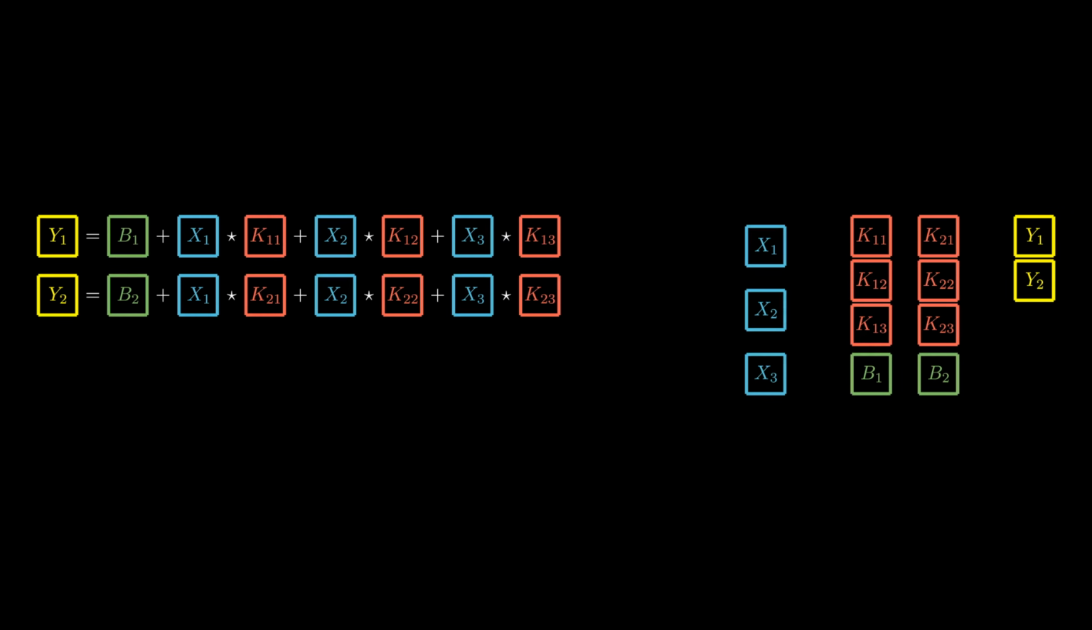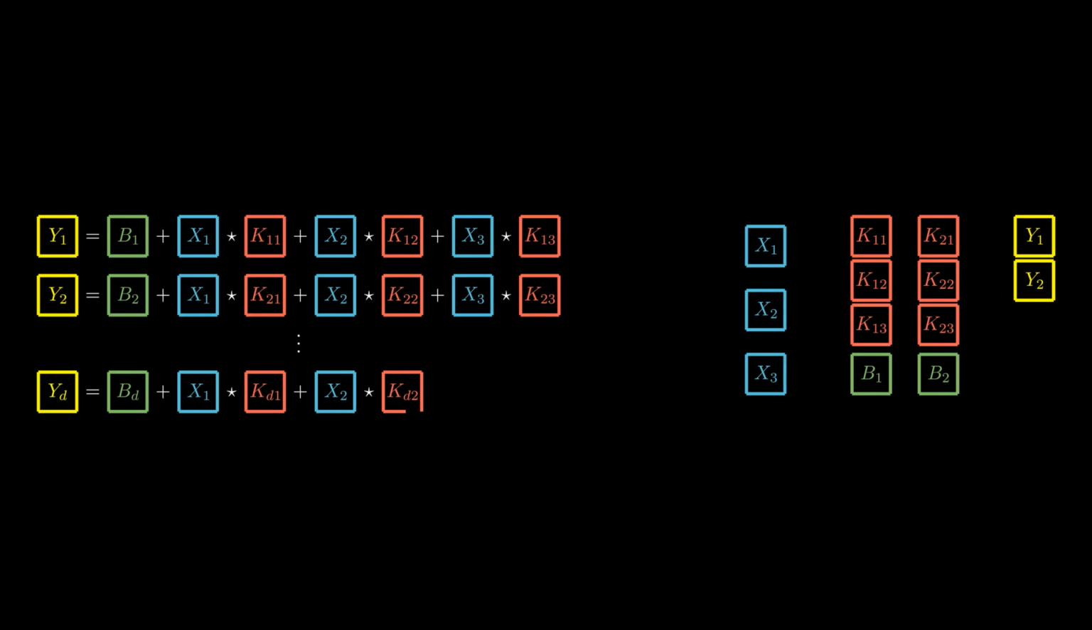Of course, the layer doesn't have to be limited to only two kernels. We can have as many as we want. Let's call that number d as the depth of the layer and therefore the depth of the output. We can also generalize the shape of the input. Currently we have an input of depth 3. Let's call that number n.